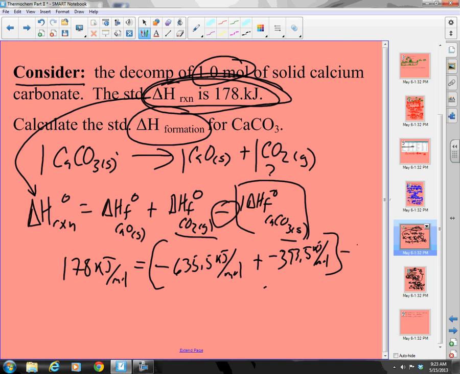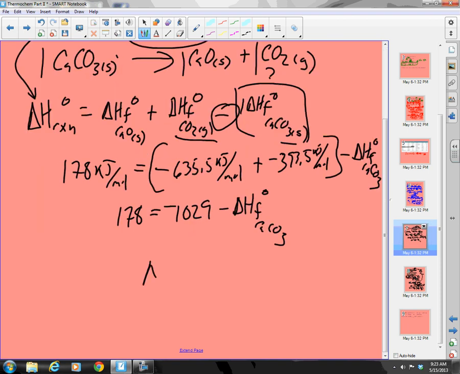Minus my delta H formation of calcium carbonate, which we're trying to find. So all we do is use our math skills, and I have what? 635.5 plus 393.5. Good. And I have 178 is equal to a negative 1029 minus delta H formation of my calcium carbonate. And so what is my delta H formation of calcium carbonate equal then?